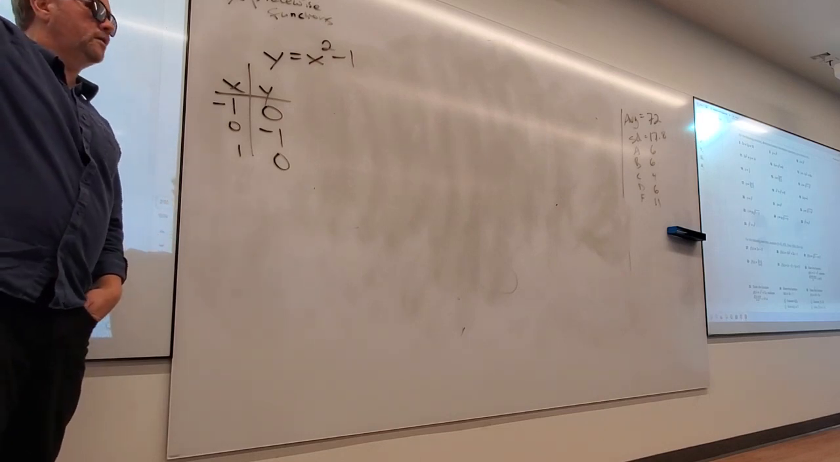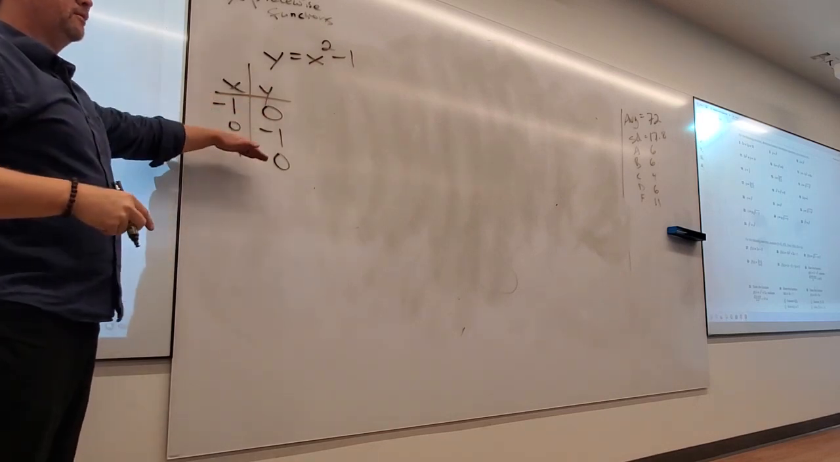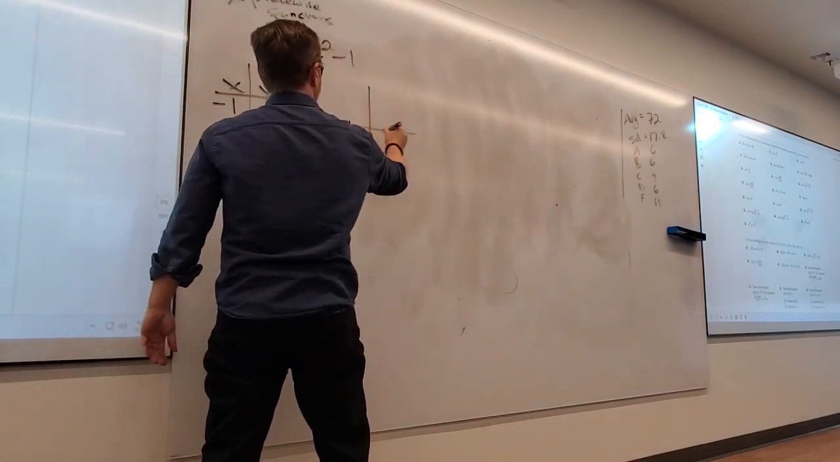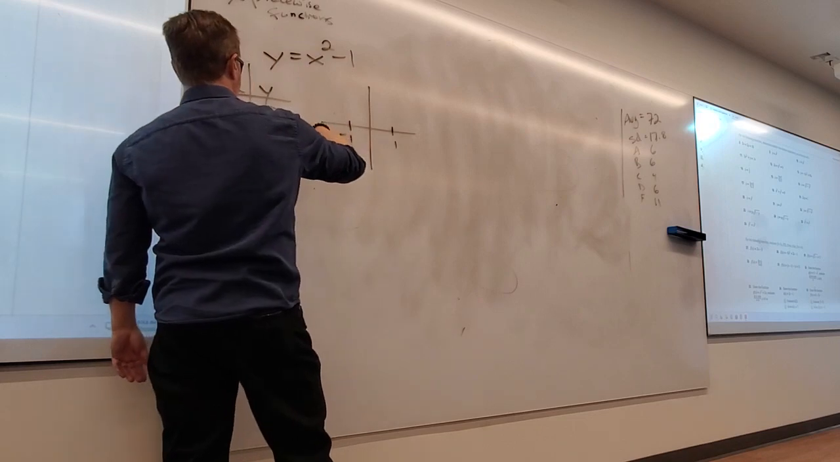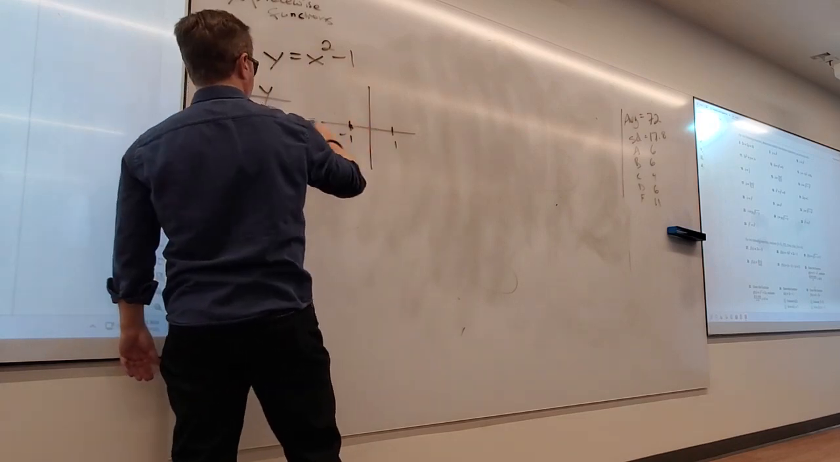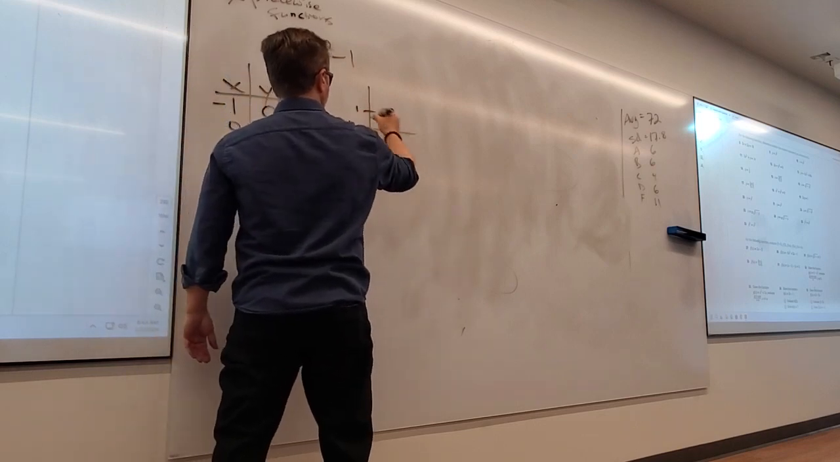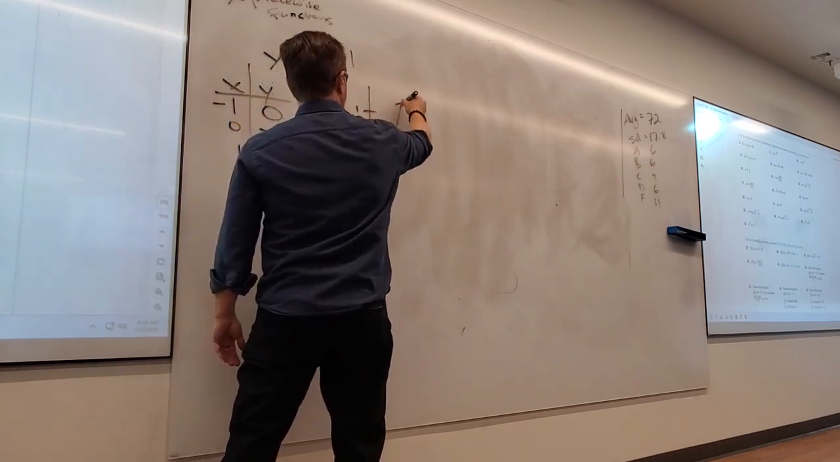because it turns, right? So I expect to see this somewhere in my table. We got it right away, of course. So then I would plot negative 1, 1. So it goes negative 1, 0, 0, negative 1, and then 1, 0. And then there's my parabola.